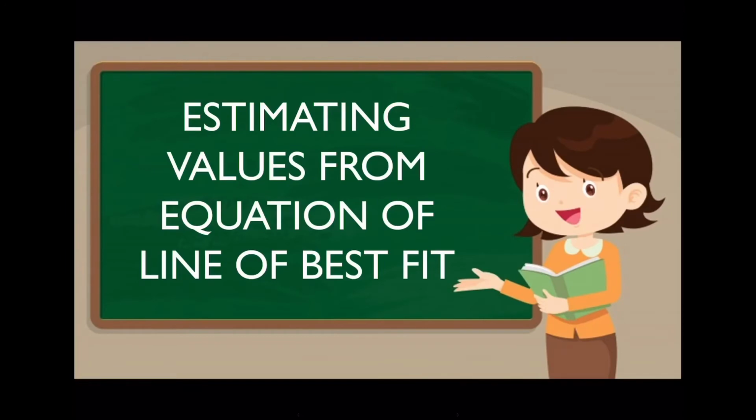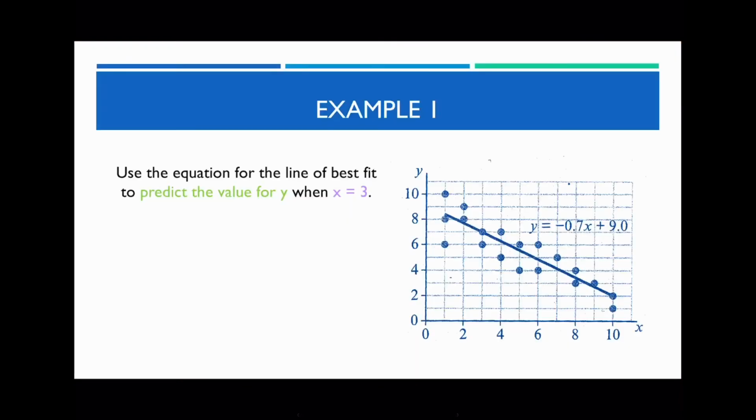What I'm going to show you now, okay, is how we actually estimate values using the line of best fit equation. In this case, I've got an example, and the example reads, use the equation for the line of best fit to predict the value for y when x equals 3. And I've already been given my equation over here, okay? So I'm trying to find the value of y. This is my equation over here. So I'm going to sub x equals 3 into my equation. What that means is wherever I see x, I'm going to replace it by the number 3.